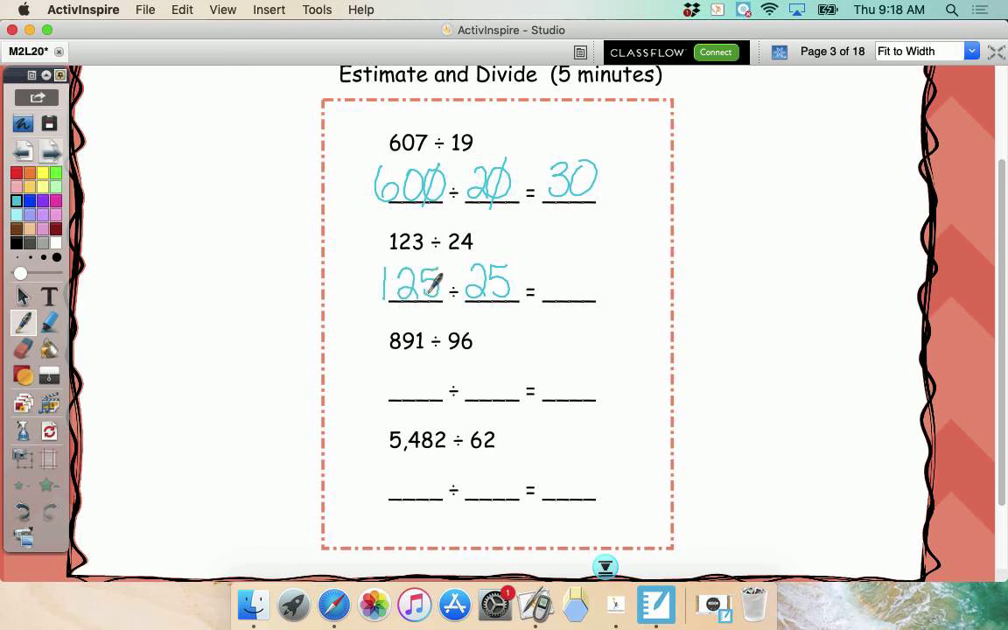Like $1.25. So how many quarters would be in $1? 4. And then add another 25 cents. $1.25. Very good. So that would be 5 quarters.